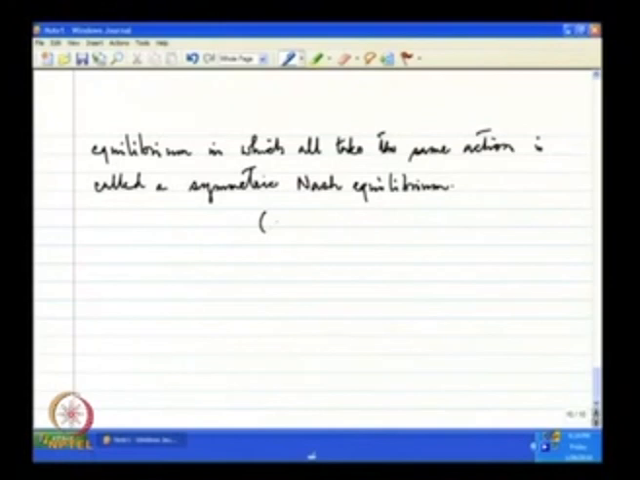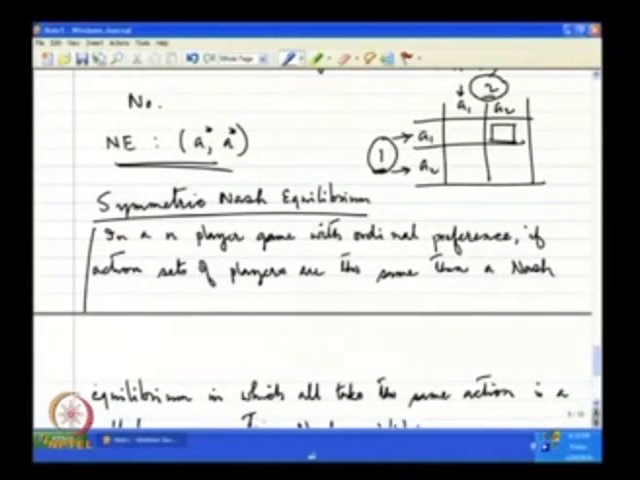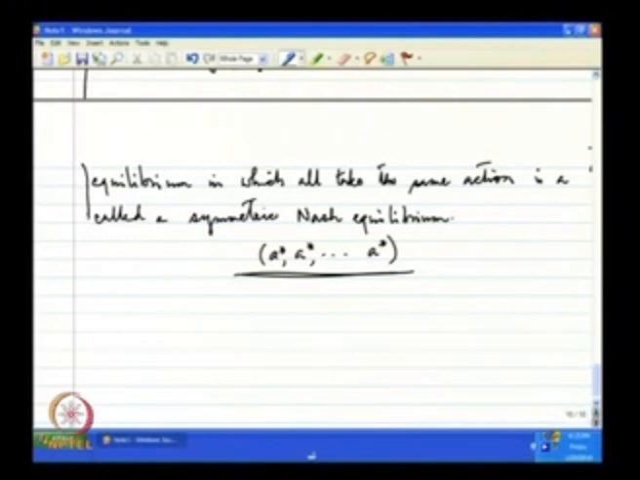So it looks like this: A star, dot dot dot, A star. This is the general form of a symmetric Nash equilibrium. But notice, when I have defined this symmetric Nash equilibrium, it is not necessary that all the symmetric Nash equilibria occur only in symmetric games, because symmetric games also satisfy the second criterion that we have talked about, and in this definition, I have said nothing about this second criterion. So a game can be non-symmetric, but it can have a symmetric Nash equilibrium.